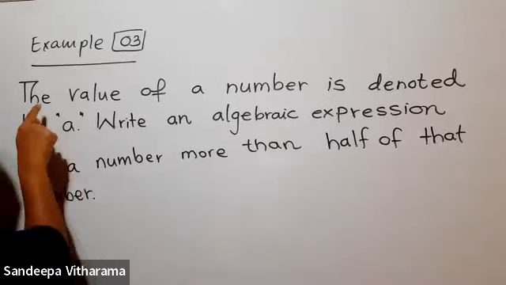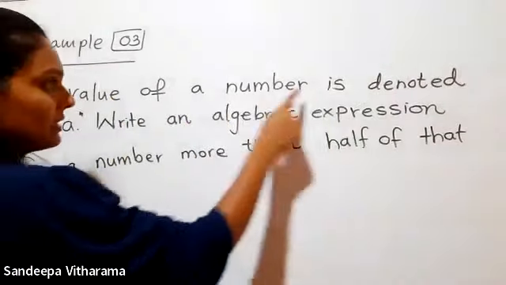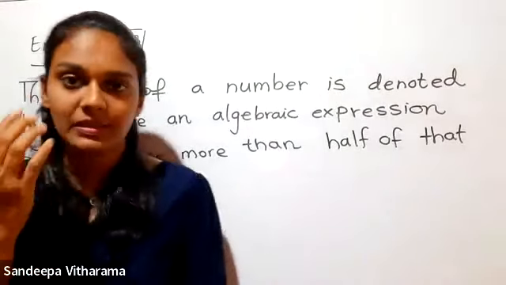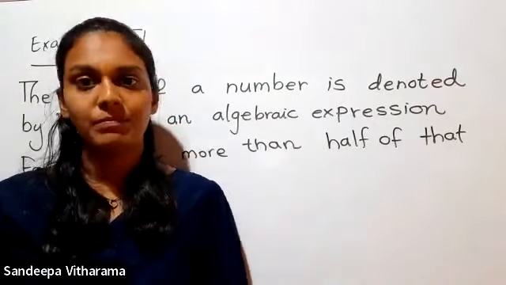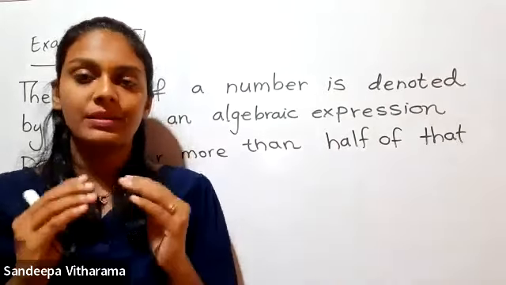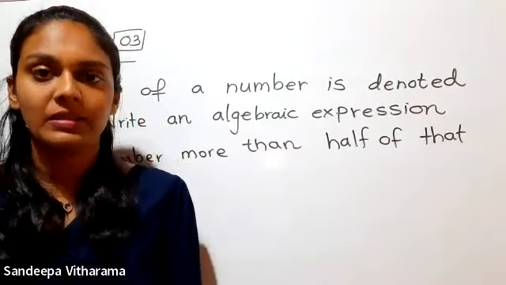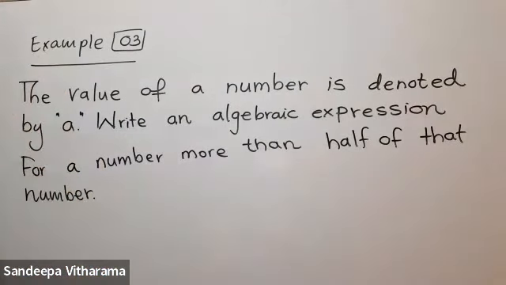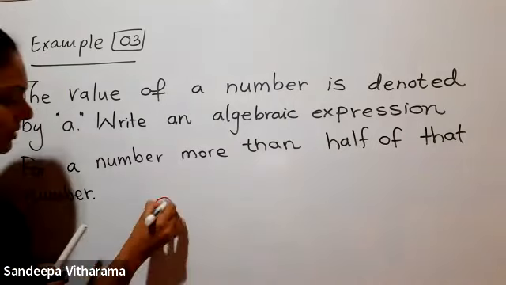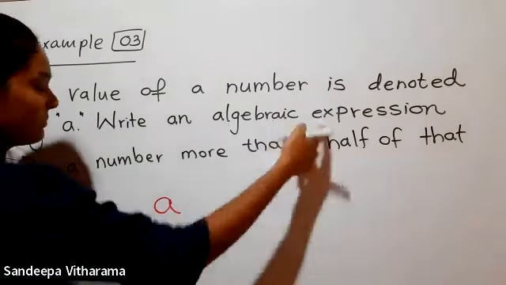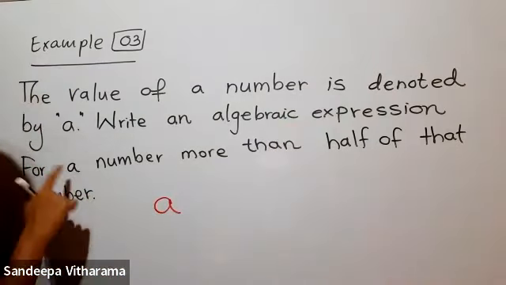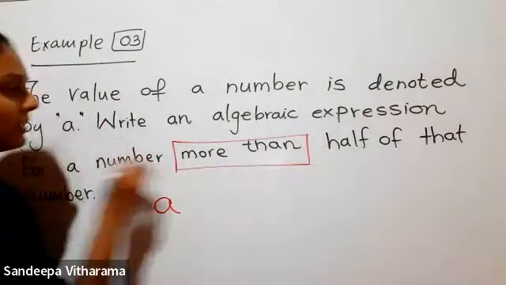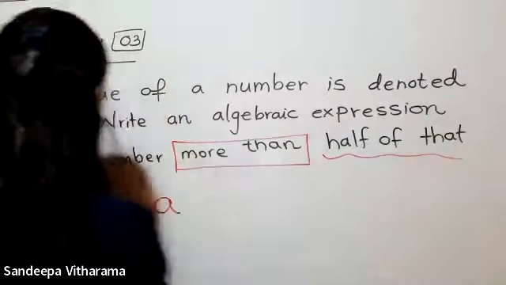Okay, look at this. The value of a number is denoted by A. That means there is a particular number which is denoted by A. A වලින් represent කරන number එකක් තියෙනවා. Write an algebraic expression for a number more than half of that number.